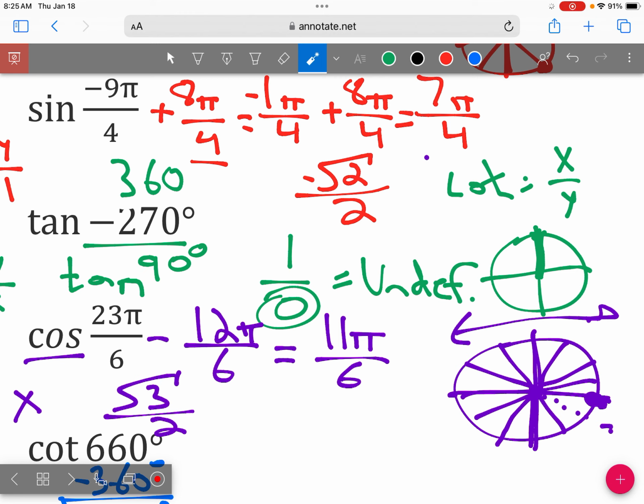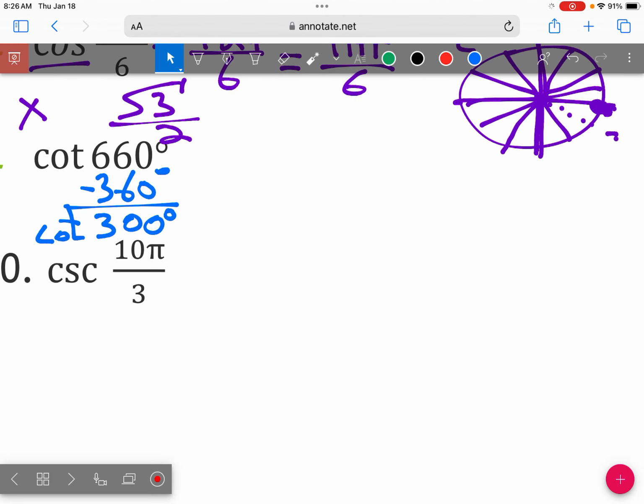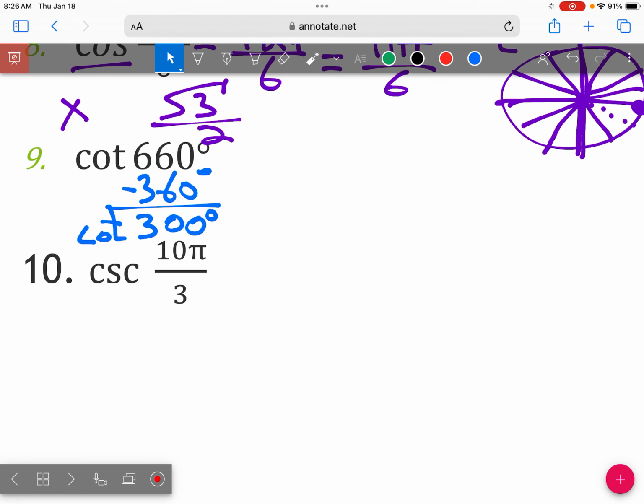Yep, cosine over sine or x over y. That's a great way to think about it, is cosine over sine, because we know cosine is x and sine is y. And what's cotangent's sister function? Tangent, exactly, right? Tangent and cotangent are sister functions because they're just each other's reciprocals. And so then moving back down, we know that cotangent is x over y.